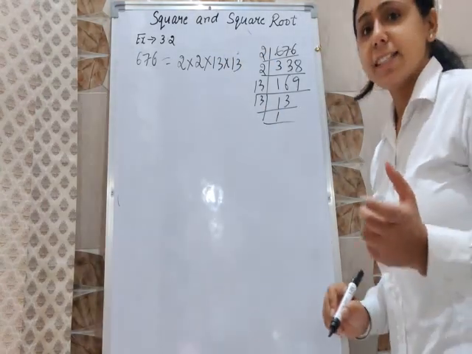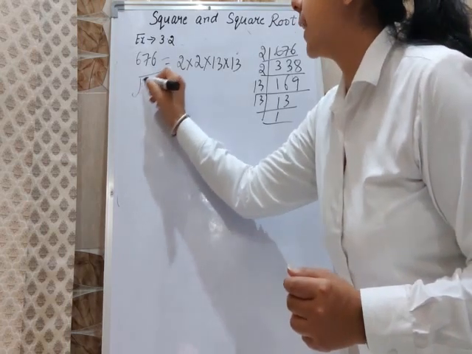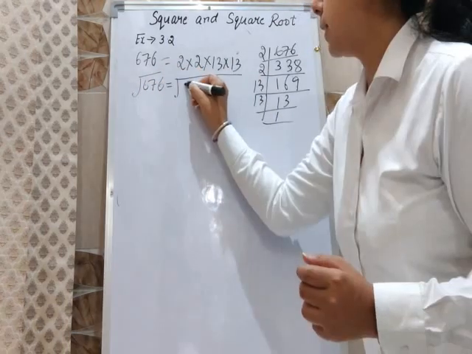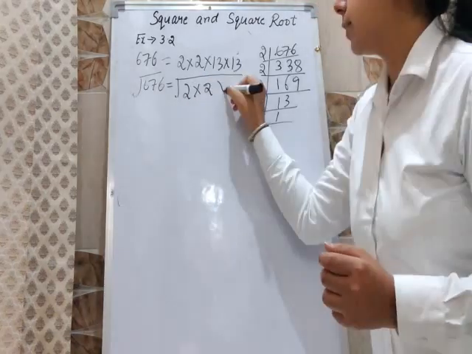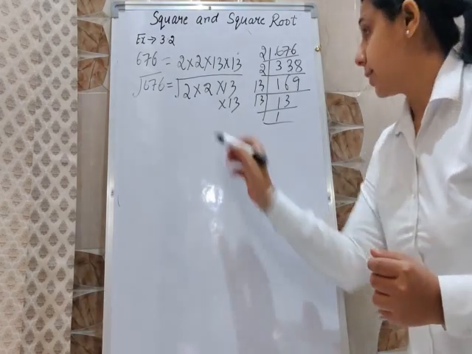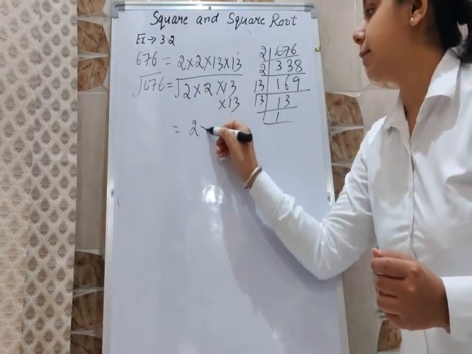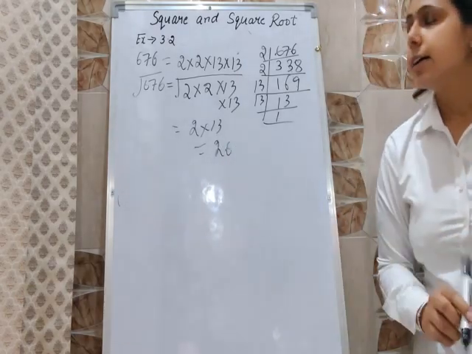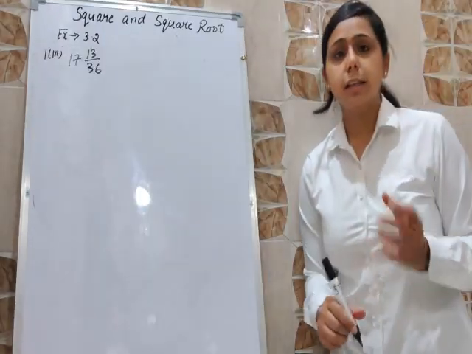So we have to find the square root of 676, using this symbol. This symbol is used for the square root. 13 multiply 13. So what do we get here? We will get 2 multiply 13, that is 26. This is the answer of your first question.